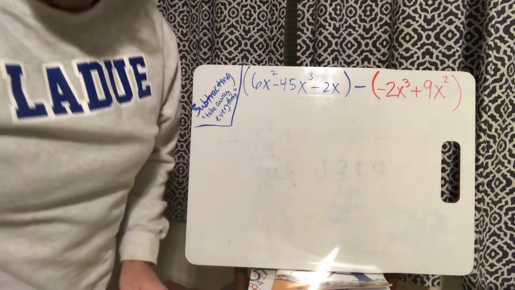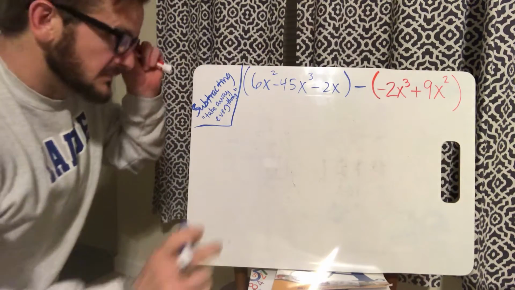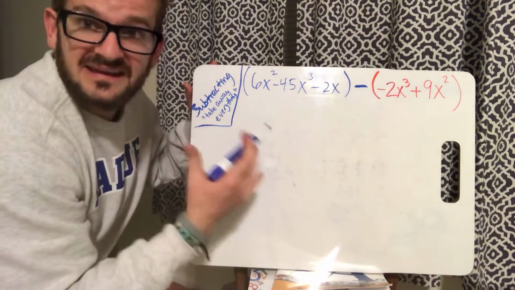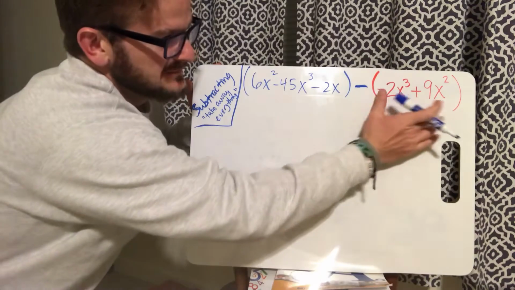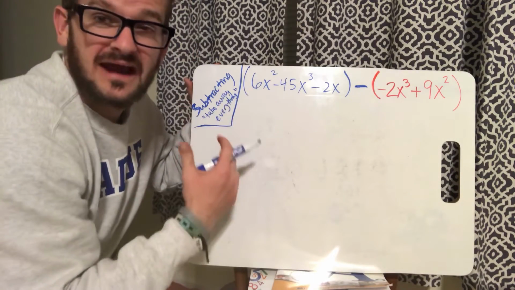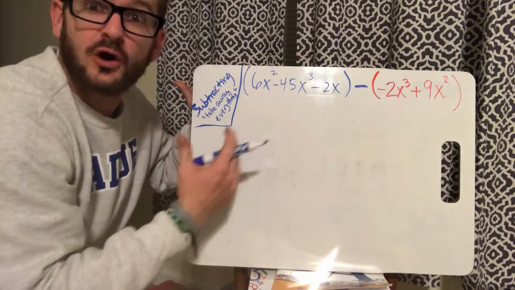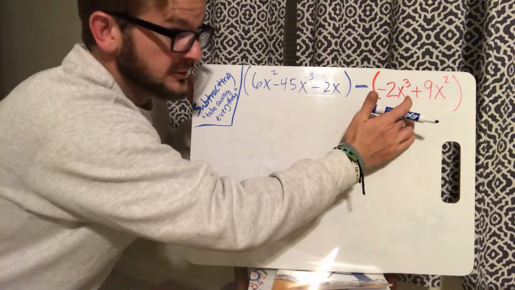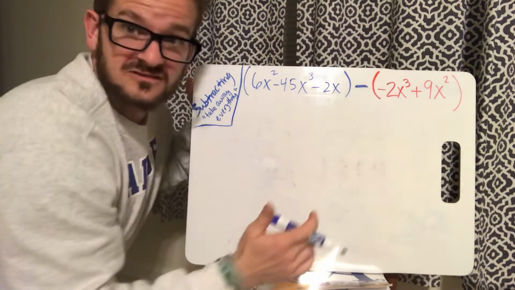The second type is going to be a subtraction problem. On the subtraction problem, you see the subtraction here. But what I think of is this red parenthesis, this red polynomial, as being subtracted. So we have to subtract every piece, or every term, within there. So we have to subtract the negative 2x to the third. We have to subtract the 9x squared.